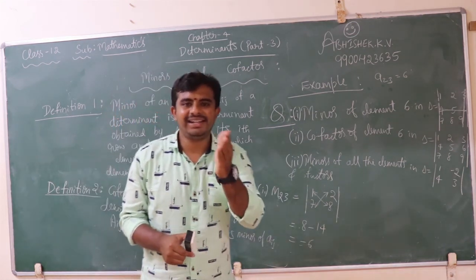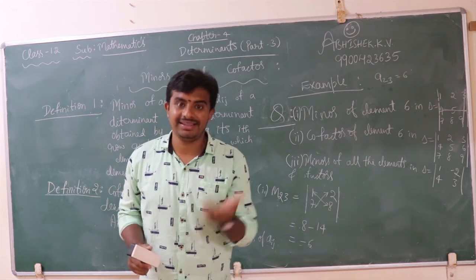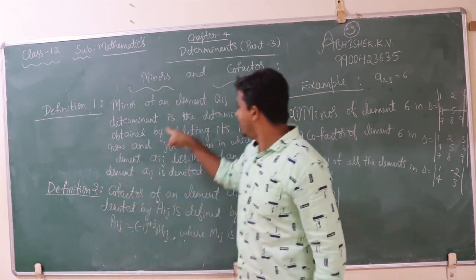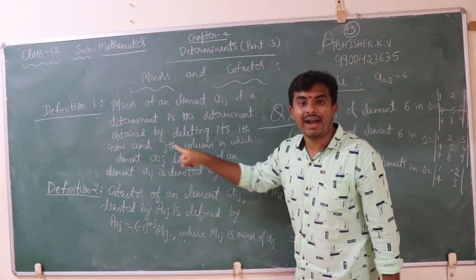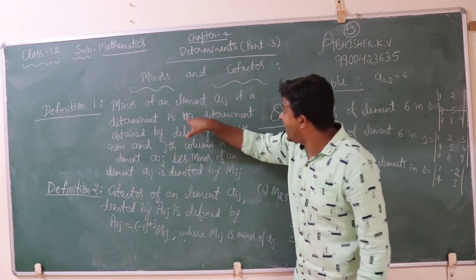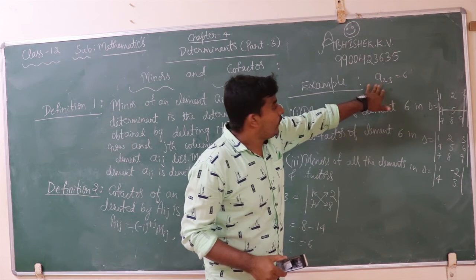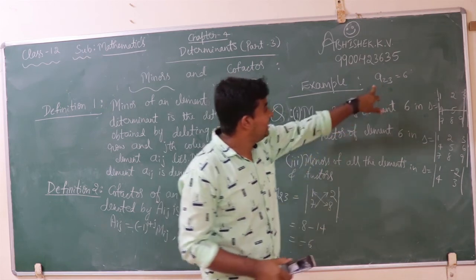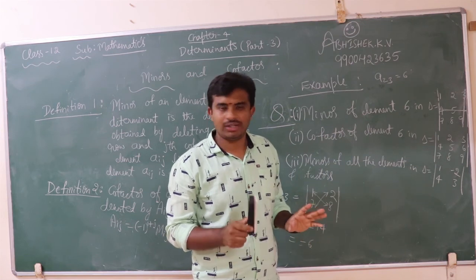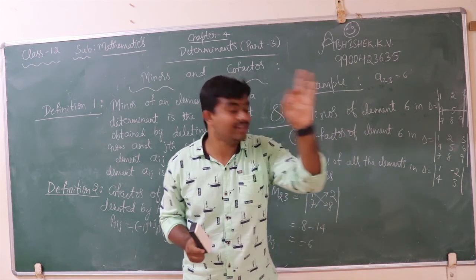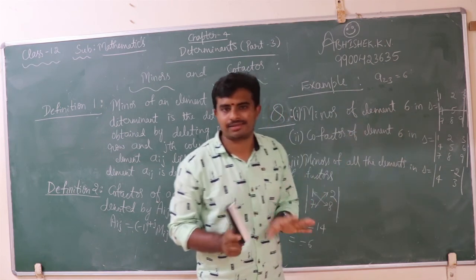Just by deleting the corresponding row and corresponding column of the given element. Here the general definition says deleting its ith row and jth column of the element Aij. Here 6 is the element A23, so we need to delete the second row, third column. Here the examiner asked only for the element 6.